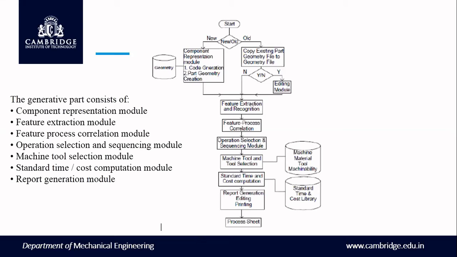You can generate your own thing. That is called a generative. Similarly for the old part also. That is, the generative part consists of a component representation model, feature extraction model, feature process correlation model, operation selection and sequence model, machine tool selection model. Everything has to be given by the customer or by the factory person or MD of the factory or the person who is looking into that. They have to report the generator, take the signature and start doing the work.